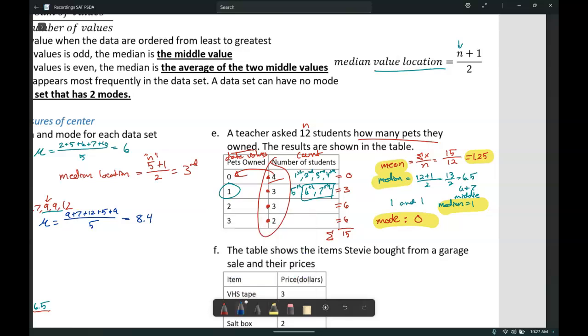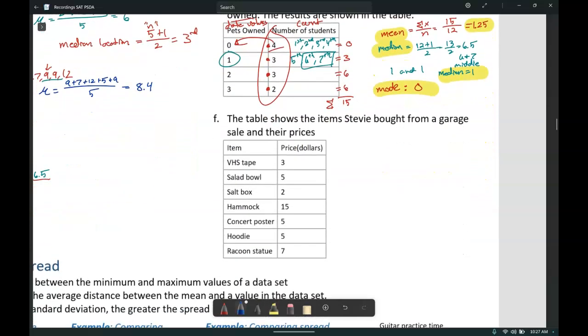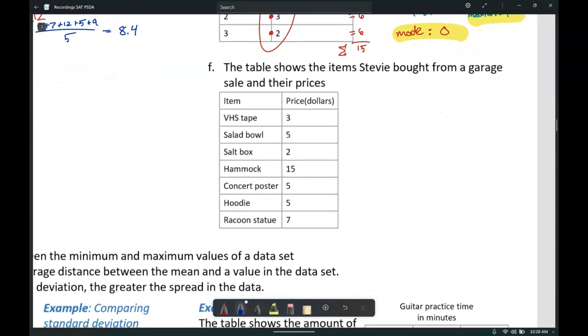Next, we're going to look at another table. It shows the items that Stevie bought from a garage sale and their prices. Well, we have some interesting data here. Right? We've got the items that he purchased and the price that each of those things was purchased at. And so we need to think about this really carefully as far as finding mean, median, and mode.